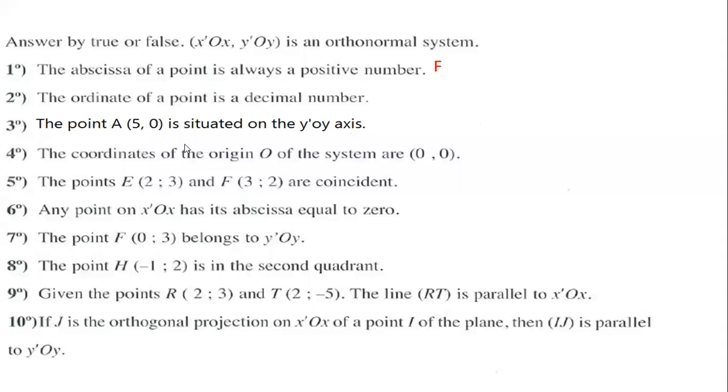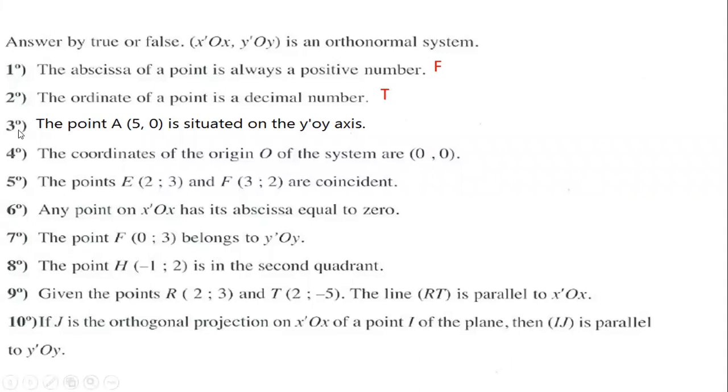So let us repeat. The ordinate of a point is a decimal number. True or false? True. Bravo, because it can be whole or decimal, positive or negative. Right? Yes. Thank you. Let me move quickly to Laris.